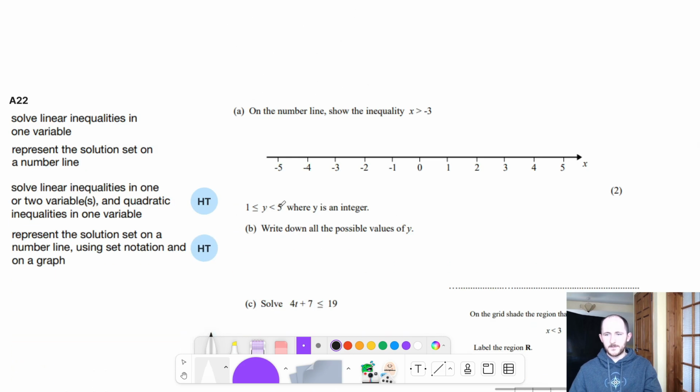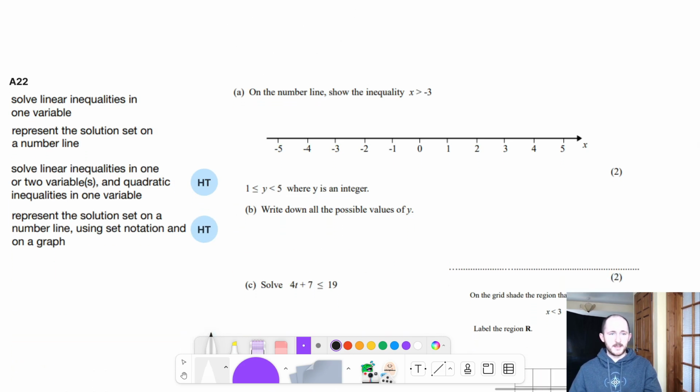Anyways. Now we're on to inequalities. So we did mention them a bit earlier, as in the actual definition. It's just when you don't have an equal sign. And we need to solve it in one variable, represent solutions on number lines. And if you're higher tier, solve them as quadratics, and also represent solutions on a number line using set notation and on a graph. So on the number line, show the inequality x is greater than minus 3.